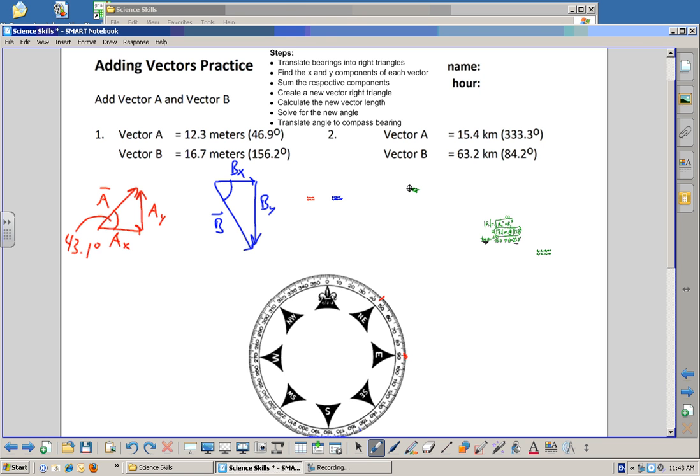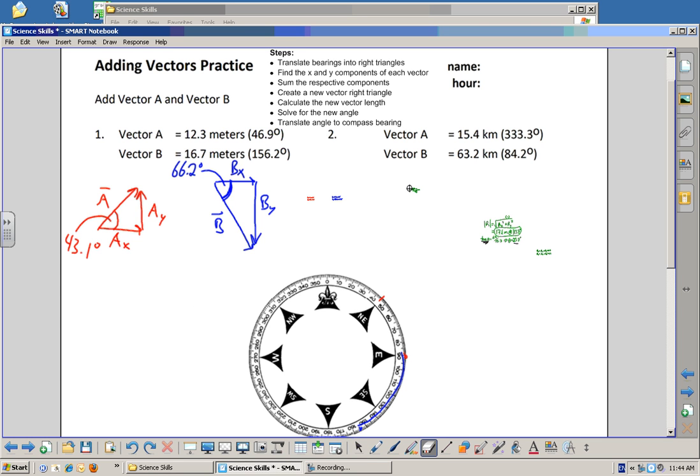Angle B can be resolved similarly. 156 minus 90 will give this angle, which is this angle. So I have 156.2 minus 90, which gives 66.2 degrees. Okay, so I've resolved the angles.